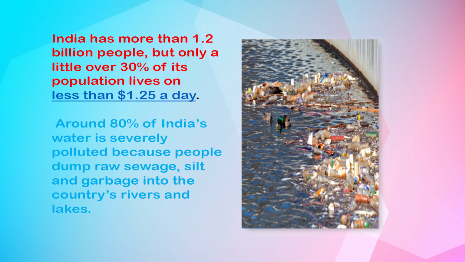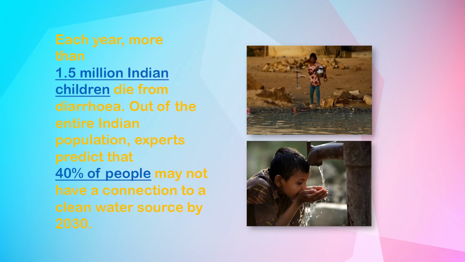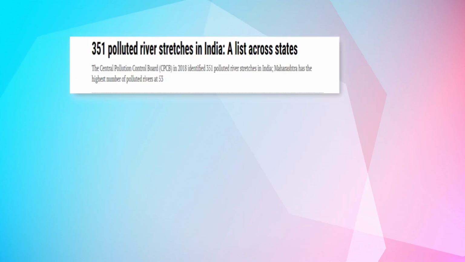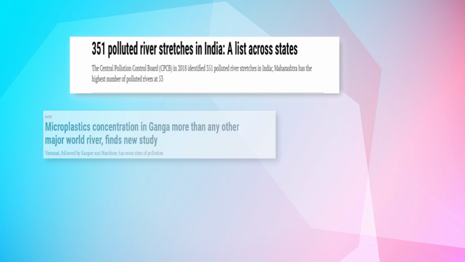only 30% of its population lives on less than $1.25 a day. Around 80% of India's water is severely polluted because people dump their raw sewage, silt, garbage into the rivers and lakes. Each year, 1.5 million Indian children die from diarrhea. Out of the entire Indian population, experts predict that 40% of the people may not have a connection to a clean water source by 2030.